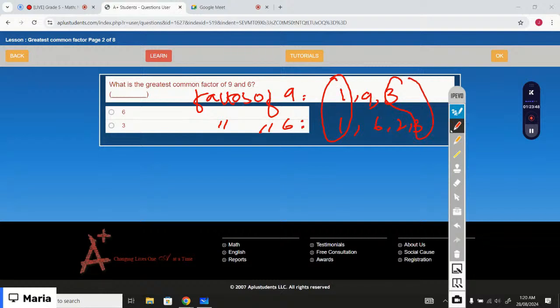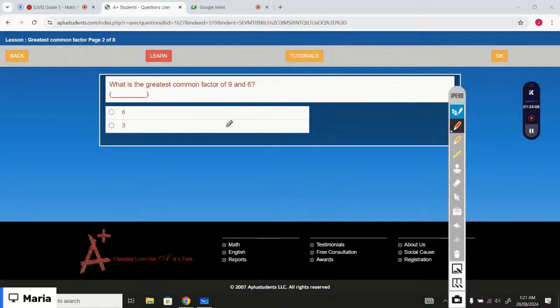Common number means the number that is the factor of both the numbers, right? So the greatest number is 3, 1 is smaller, 3 is greater. So that means the greatest common factor of 9 and 6 is 3. Got it? So the correct option is 3.